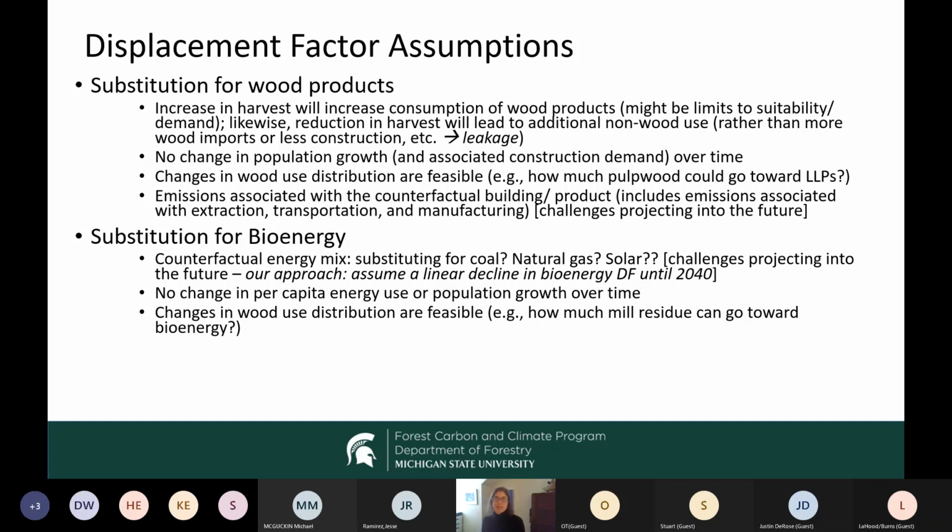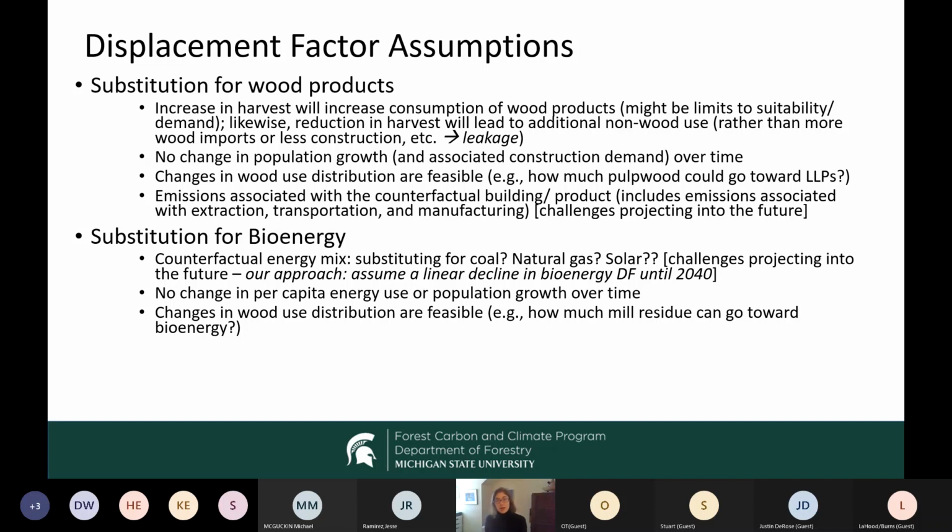So you make this assumption that, for instance, if folks want to make a scenario that says, okay, we're going to divert 20% of our carbon fiber to long-lived products that used to be going to short-lived products, right? You have a displacement factor applied accordingly. The assumption there is that all wood is feasible. It can just be diverted to one place or another, when in reality, pulpwood may not be able to go to long-lived products.